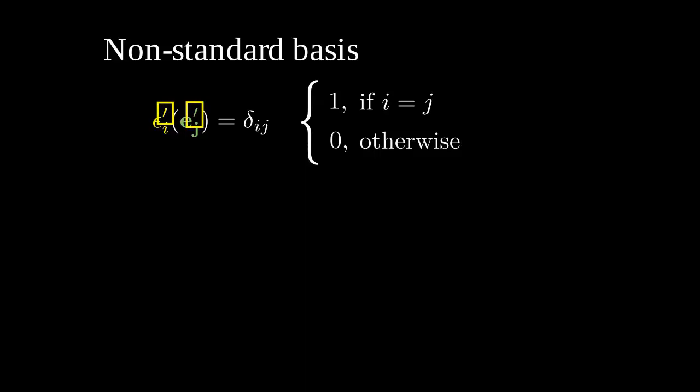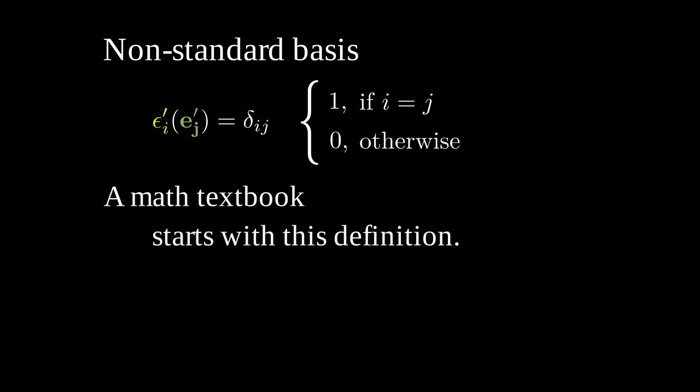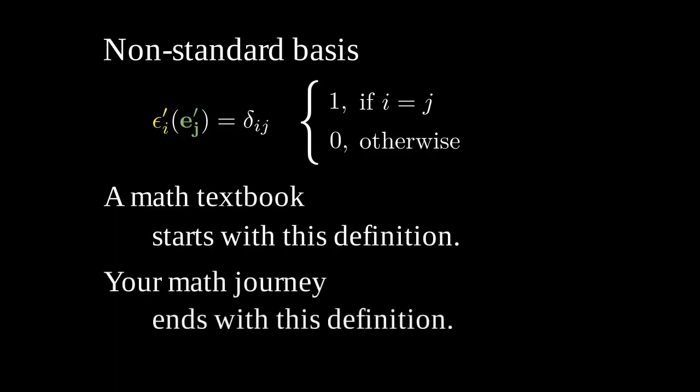This definition makes each basis independent. A math textbook starts with this definition. However, this is almost at the end of your math journey. You made mistakes. You didn't even know what you wanted. Then you found this, finally. Now you see this definition is natural, straightforward, and inevitable. This is what makes a basis a basis.